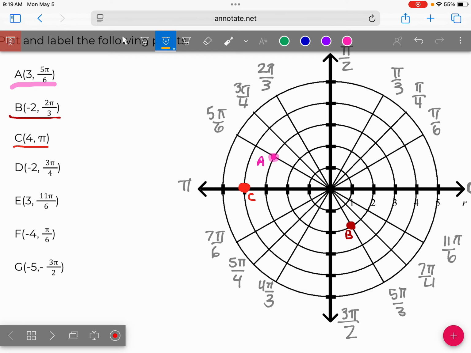So let's finish these out. So let's look at point D. So 3 pi over 4, we'd normally be thinking this guy over here. But with our radius of negative 2, we're actually on our 7 pi over 4. So we're down over here. We'd have 1, 2 down here. So this is where we're going to find point D.